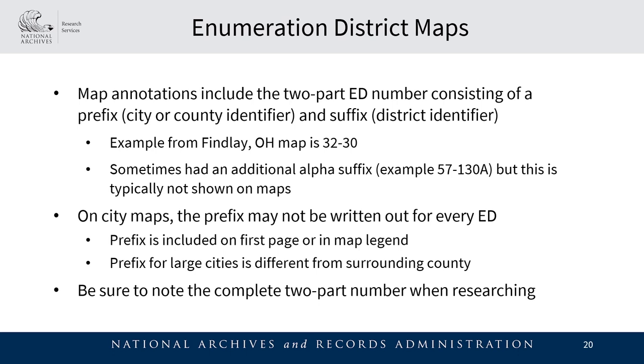Also important to note, on city maps, the prefix may not be included for each enumeration district. This was done to save both space and time. The prefix will always be included on the first page of the map or as part of the map legend. Additionally, while smaller cities and towns shared the prefix of their home county, larger cities often received a distinct prefix that was different from the surrounding county. Make sure when doing research to record the entire number, including the prefix, as this information is necessary to cross-reference when trying to locate the enumeration district using other census records.